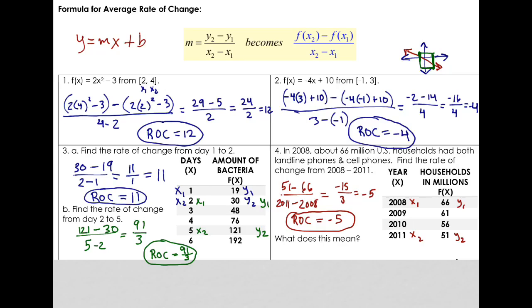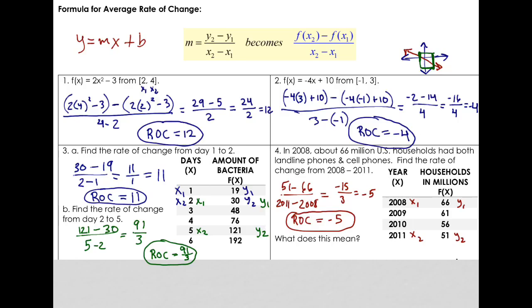So the next question it's asking you is, what does that mean? So let's look at our chart. We kind of didn't do that to begin with. So in 2008, 66 million homes had both a cell phone and a landline. As we can see, that started to go down, and this is in millions. So 66 million. One year later, it was 61. Then it went down to 56. Then it went down to 51.